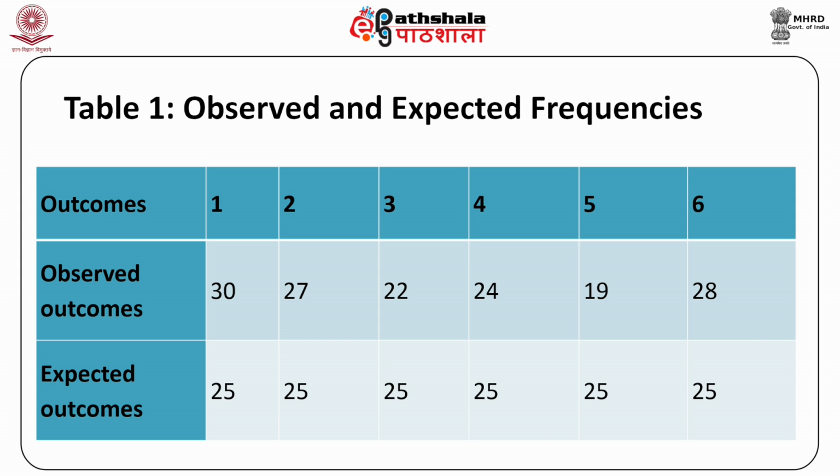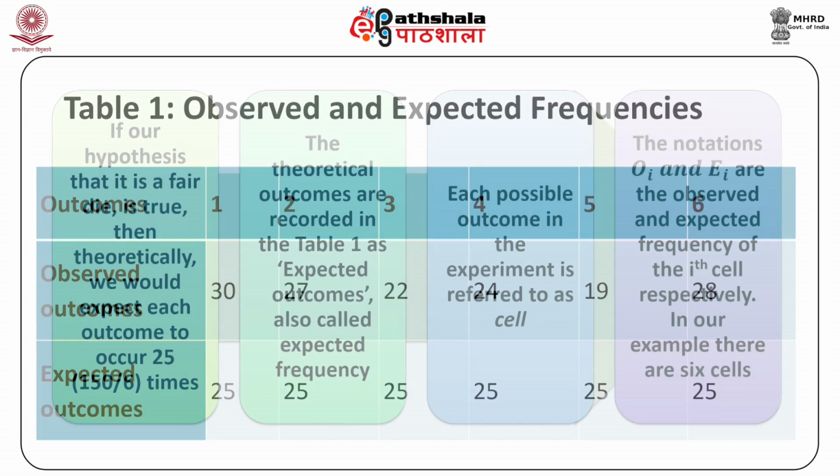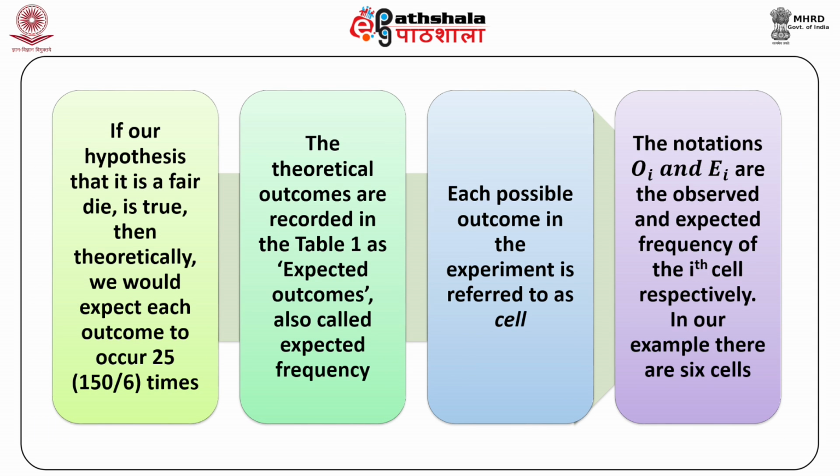Now once we have these frequencies, based on our hypothesis that it is a fair die, if it is true, then theoretically we would expect each outcome to occur 25 times. 25 we obtain from 150 divided by 6. The theoretical outcomes are recorded in our table 1 as expected outcomes, as I mentioned earlier, and they are also defined as expected frequency. Conventionally, each possible outcome in the experiment is referred to as a cell.